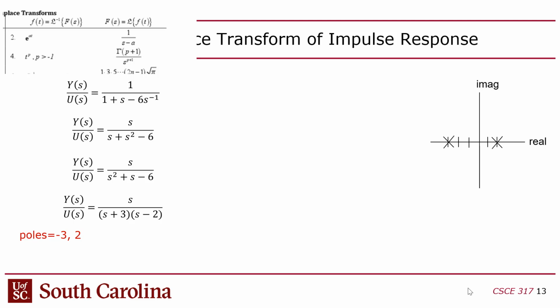Think of that as a first degree polynomial, right? S minus a. So we have to get this into that form, or as a sum of those. We have to take s over (s plus 3)(s minus 2) and break it into two pieces, where we have a over s plus 3 plus b over s minus 2. And then you can go directly from these two terms to this, right?